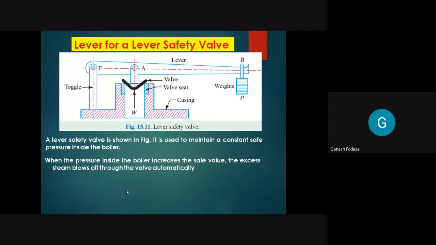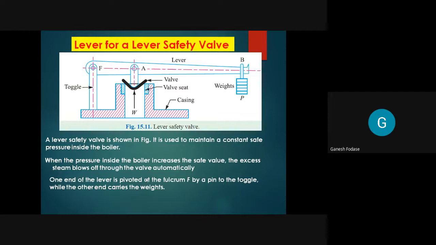When the pressure inside the boiler increases, let's say the pressure acting from this side, when it is more than the safe value, the excess steam blows off through the valve automatically. Up to that pressure, this is closed. When the pressure exceeds that safe value, this valve will open and release the pressure.